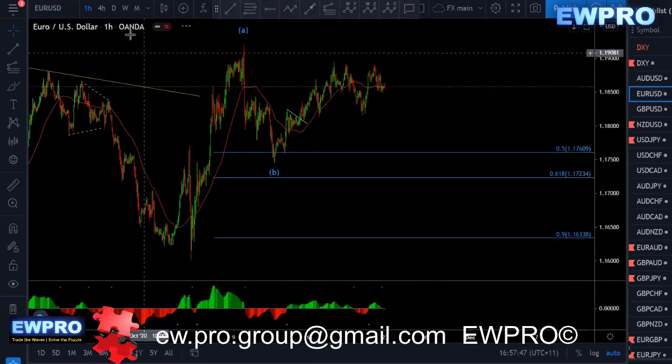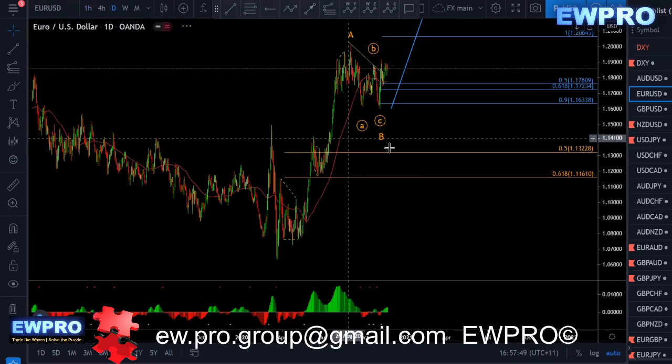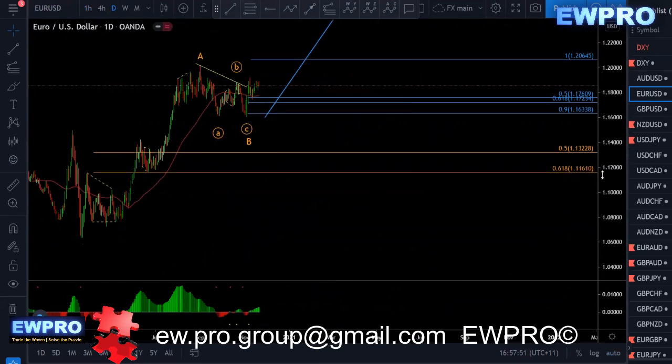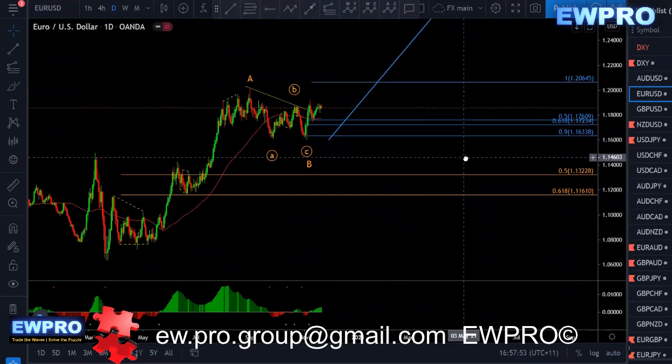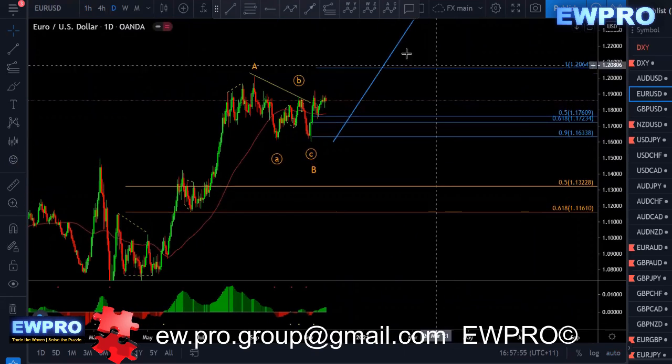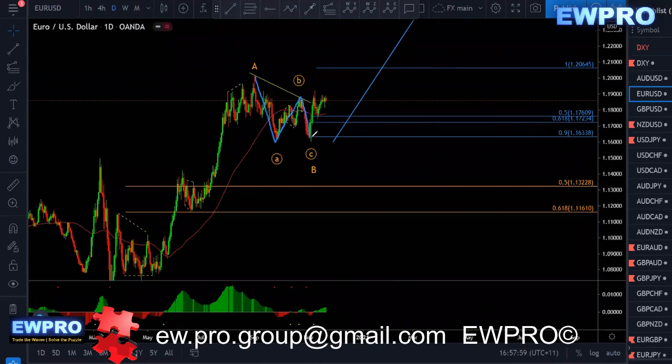EU daily. Now this one, like I said last week, this one can be an ABC. The A, B, C, we have that bullish divergence, so I'd be more inclined to be buying this one than the AU at this stage, because we can call this all the correction, because we do have that bullish divergence.